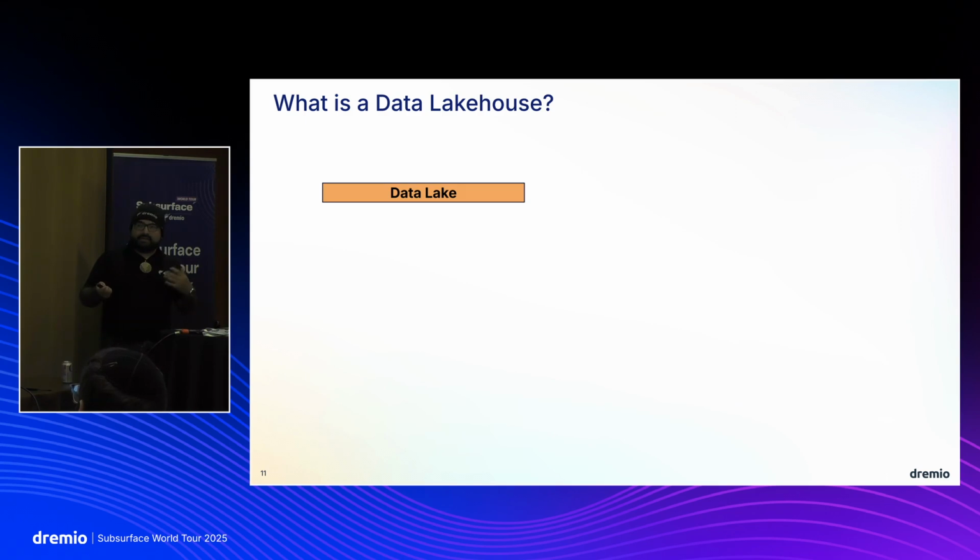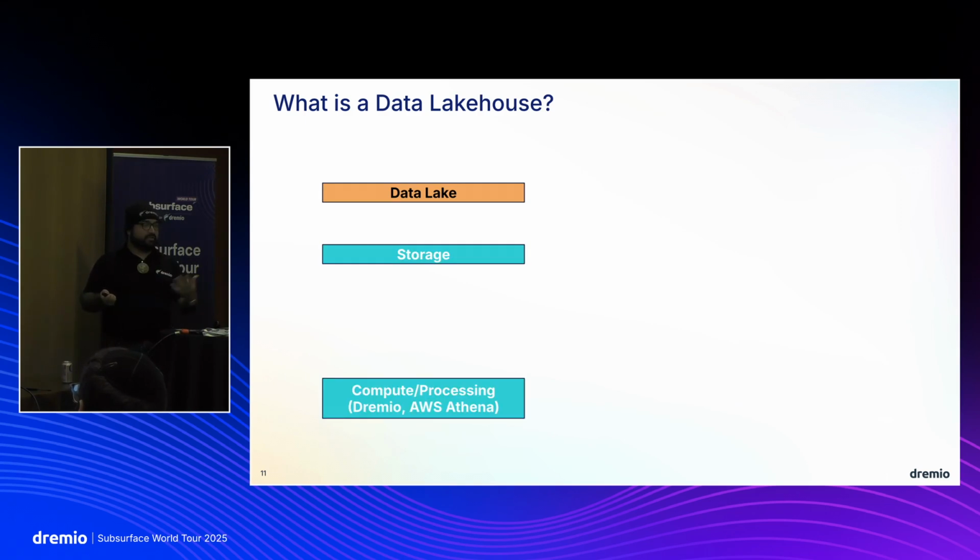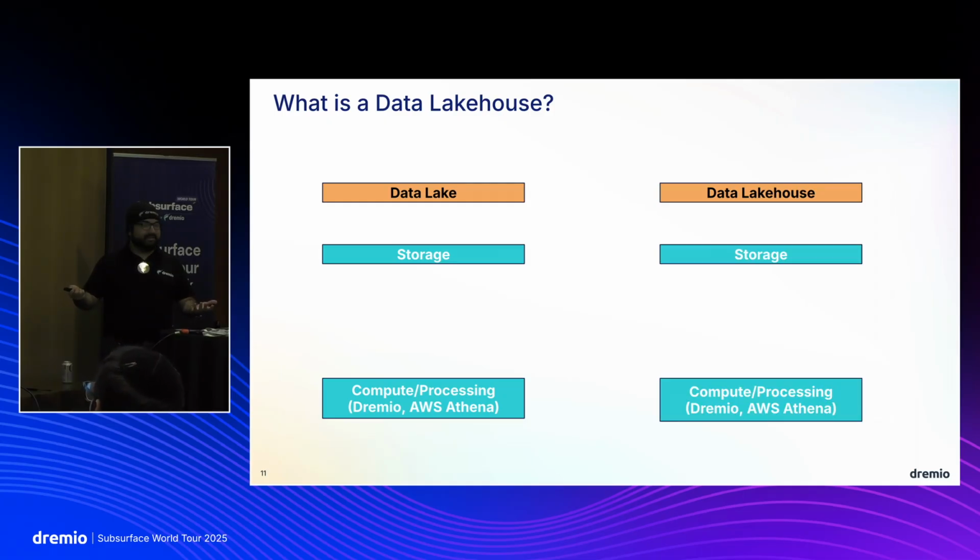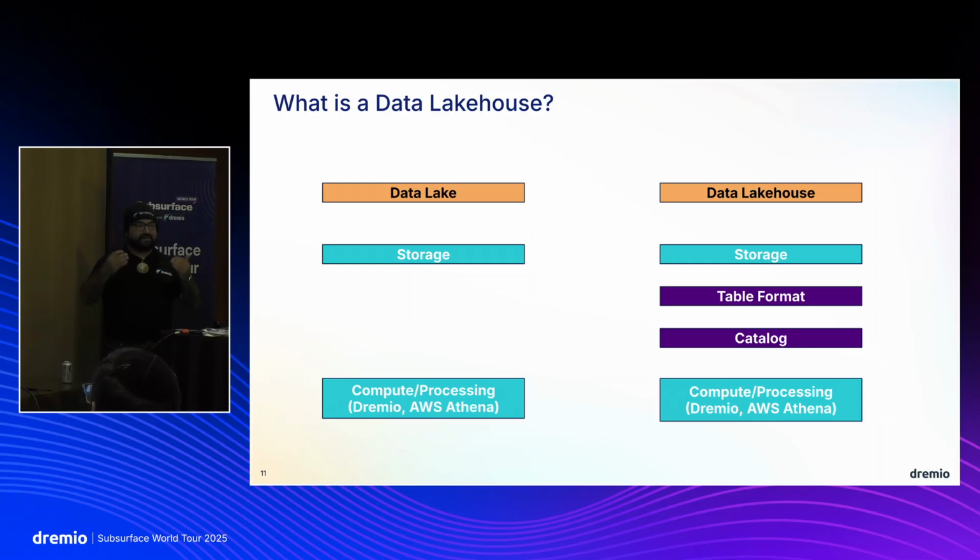When we take a look at the data lake, we have our storage where we put the data. We have processing tools like Dremio, Athena, and others that can query the data lake, but there are some layers that were missing when we think about databases and data warehouses. So what happens if we bring those layers back? We get a data lakehouse. We take that storage and processing layer, and we add a table format like Apache Iceberg that tells us these files are individual tables, and a catalog like Apache Polaris that tracks those tables and determines who has access to them.